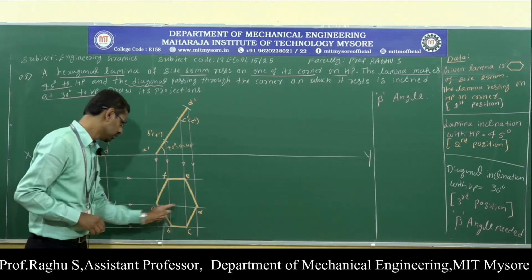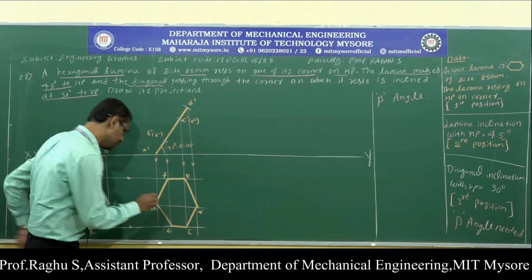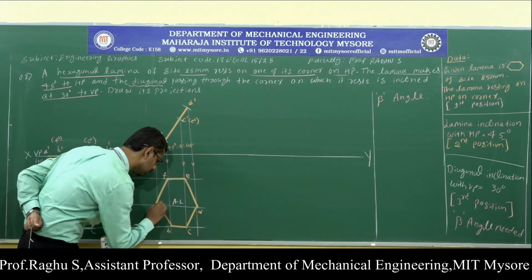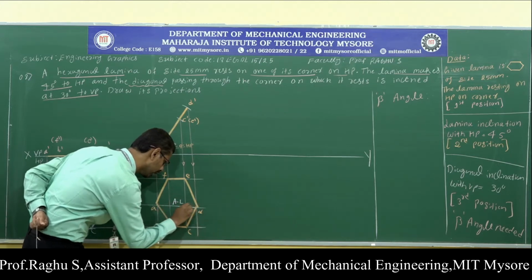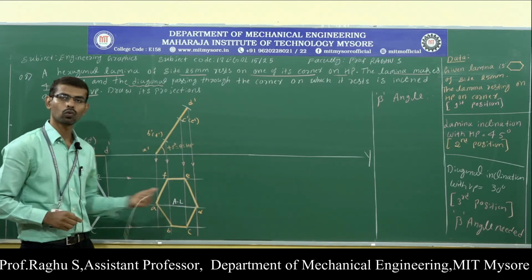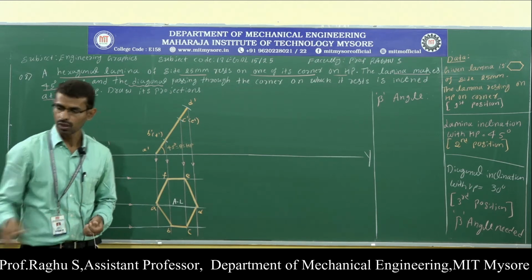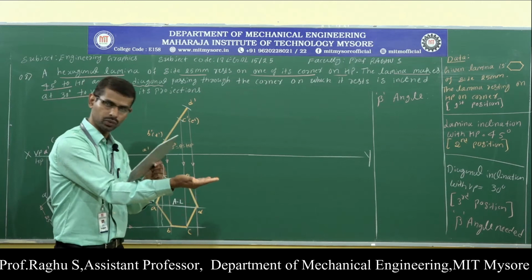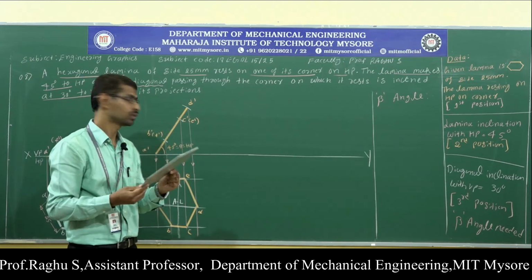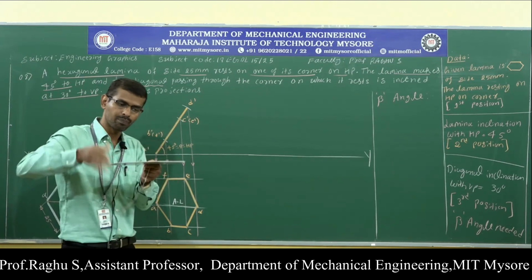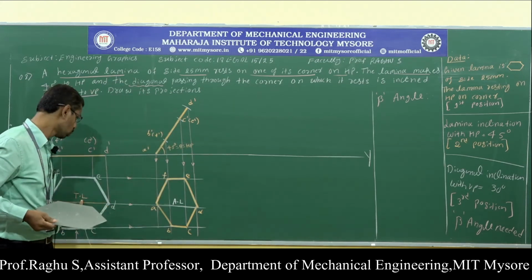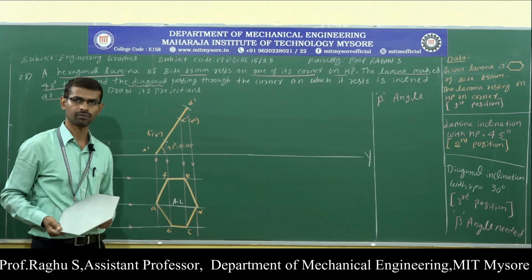Here this is the diagonal AD, and this diagonal length is called the apparent length. Why is it called the apparent length? Because when the lamina is inclined with respect to HP, the length of the diagonal gets changed because of this inclination. When the lamina is parallel to HP, the length of the diagonal will not change. That's why that is called the true length, and this is called the apparent length.